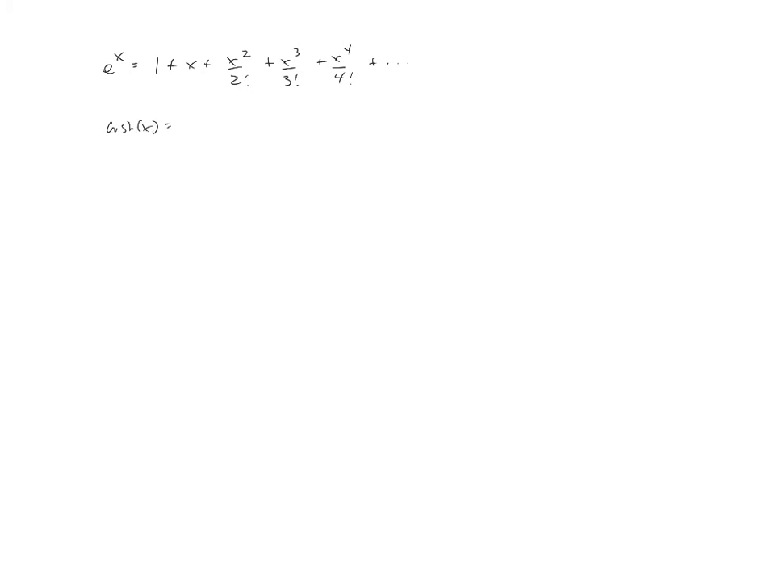So if we want to come up with the Maclaurin expansion for cosh of x, we know that's going to be e to the x plus e to the negative x over 2, which is the same thing as 1/2 times e to the x plus e to the negative x. So now, the e to the x is going to be this guy right here. So I'm just going to take this and drop it in right there.